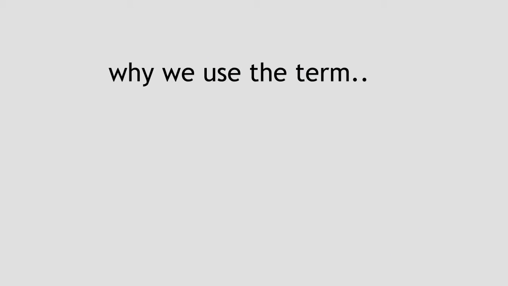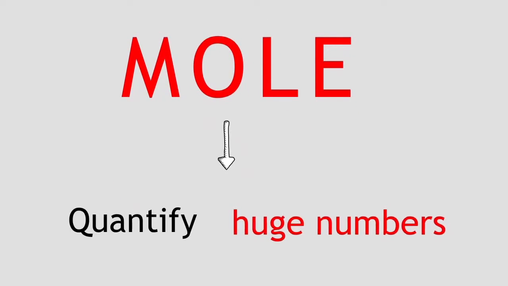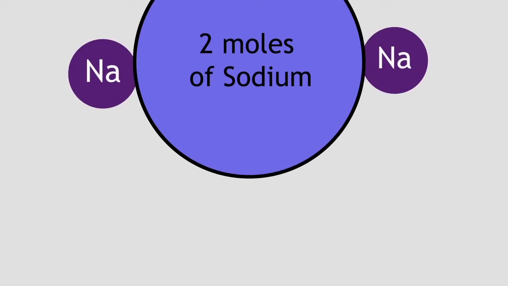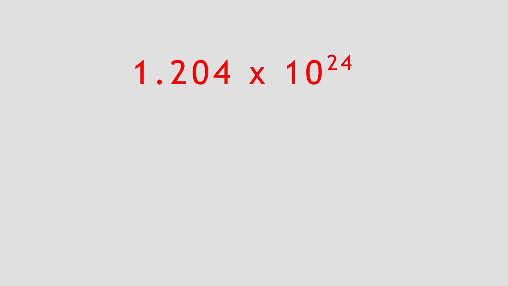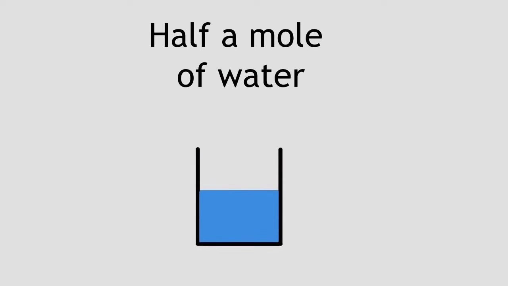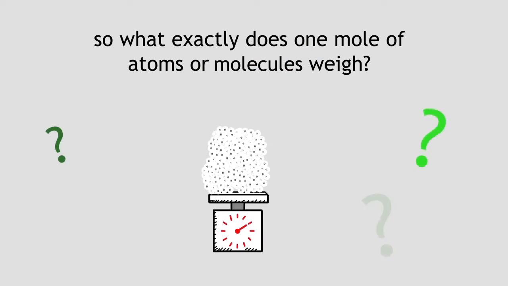Now you can see why we use the term mole. It is just a convenient way to quantify huge numbers. It's much easier to talk about 2 moles of sodium rather than 1.204 times 10 to the 24 atoms of sodium. And it's much easier to mention half a mole of water rather than 3.01 times 10 to the 23 water molecules. So what exactly does 1 mole of atoms or molecules weigh?